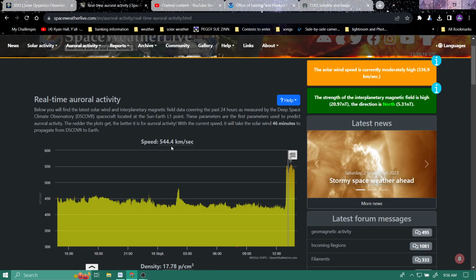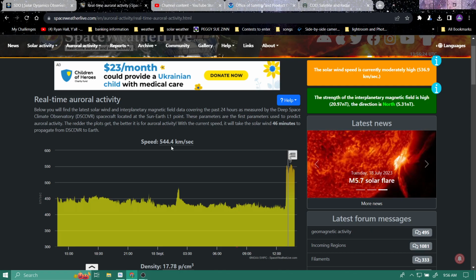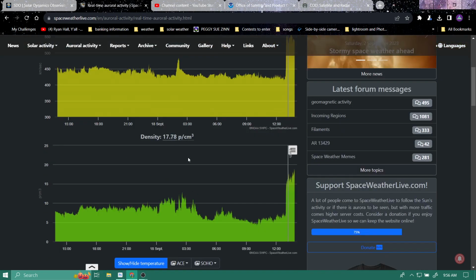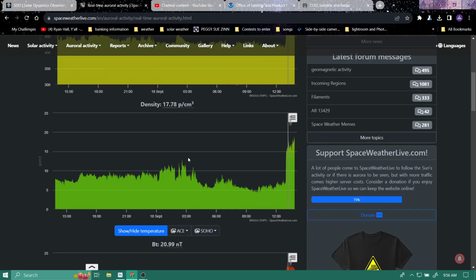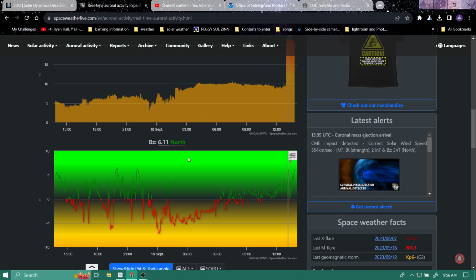Right now, we're at 544 kilometers per second, and I'd say NOAA was wrong, and we're going to get it hit now. Our density is off the charts. Guess what? Our CME just hit. BT is high. Our BZ is in the positive.